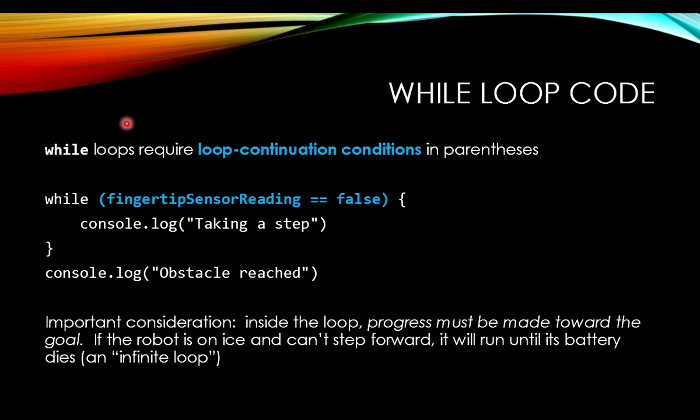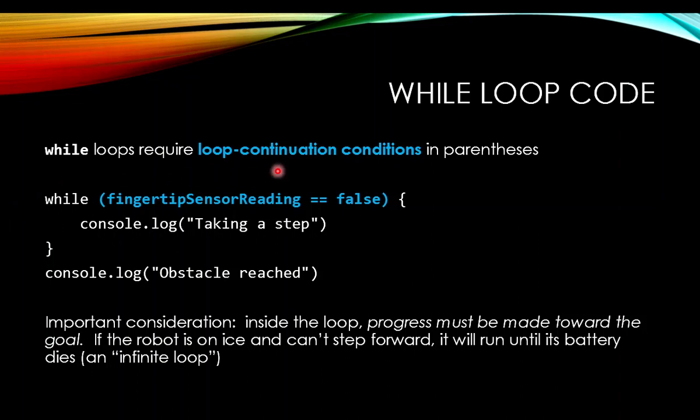The while loop is going to require a continuation condition in parentheses. Just like when you write an if statement, you put parentheses and you open and close curly braces, you're going to do the same thing with a while. You're going to say while, open, close, and then put curly braces. Inside the curly braces, you put all the code that you want to have happen for that iteration. Simple enough. In this case, you're going to put a condition in here, just like you did with an if statement, but this is now the loop continuation. I want to keep going while the fingertip sensor reading is false. While there is no fingertip sensor reading, keep taking steps.